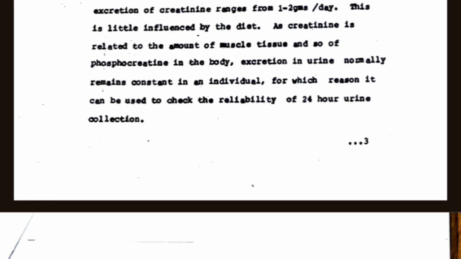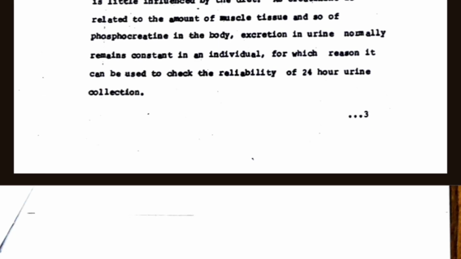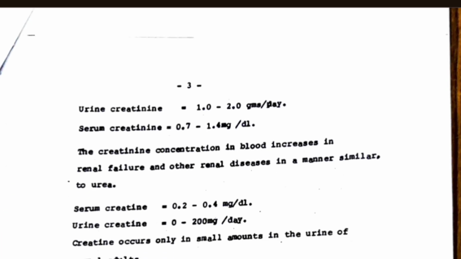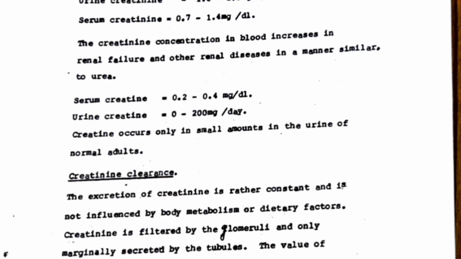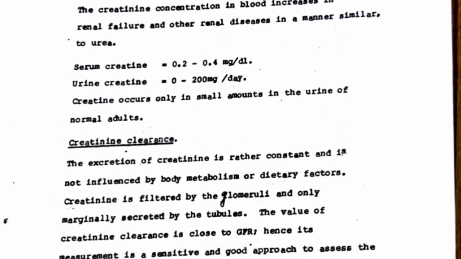Creatinine clearance test is very important, as creatinine is related to the amount of muscle tissue and so of phosphocreatine in the body. Excretion in urine normally remains constant in an individual, for which reason it can be used to check the reliability of 24-hour urine collection. Urine creatinine is 1 to 2 grams per day. Serum creatinine, that is creatinine in the blood serum, is 0.7 to 1.4 milligram per deciliter. Creatinine concentration in blood increases in renal failure and other renal diseases in a manner similar to urea.